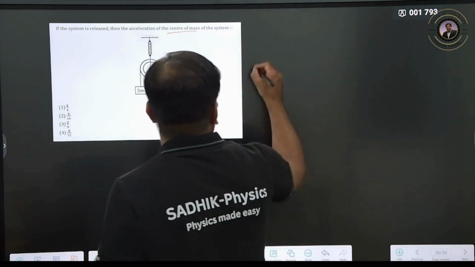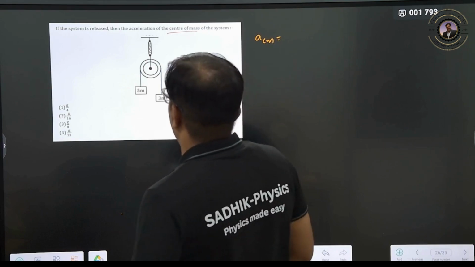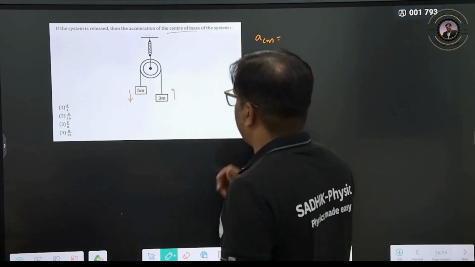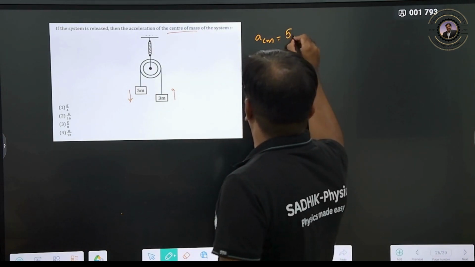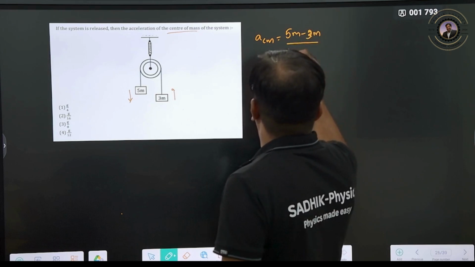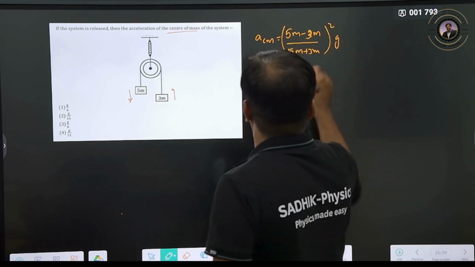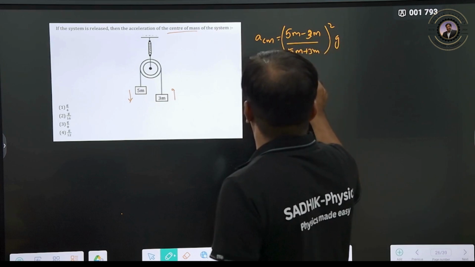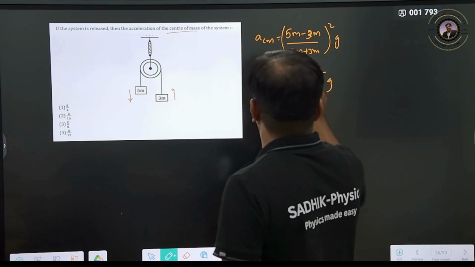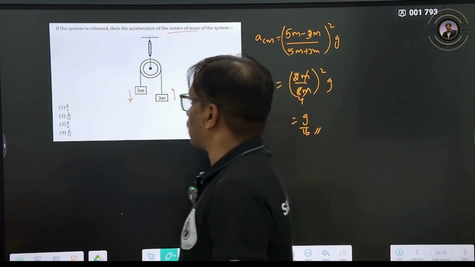Acceleration of the center of mass, very quickly we can write it. What is the formula? m1 minus m2. Whose mass is more? This mass is more. This mass is going upward. Clear? So therefore 5m minus 2m, sorry, this 3m by 5m plus 3m, whole square into g. That's all. So this is 2m by 8m whole square into g, cancel, 1 by 4, therefore g by 16 will be the acceleration of your center of mass.